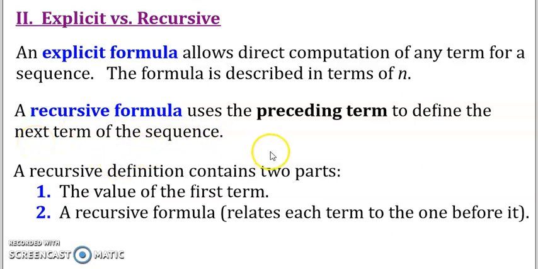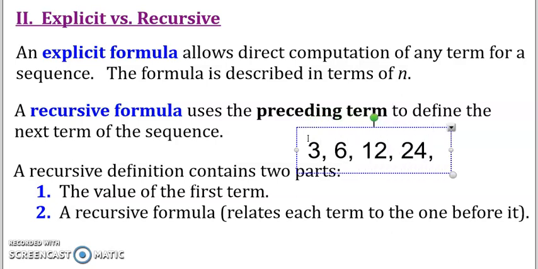A recursive formula is slightly different. For a recursive formula, you need to know 2 pieces of information: what is the pattern that you're following, and what is the first term of your sequence. You need to know the pattern and where you start. So if my pattern is multiplying by 2 and my starting number is 3, then my numbers would go 3, then 6, then 12, then 24, and so on.